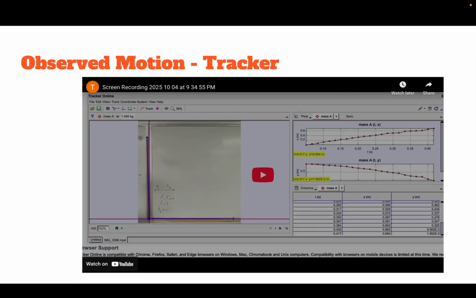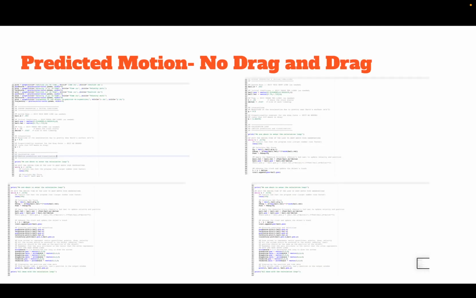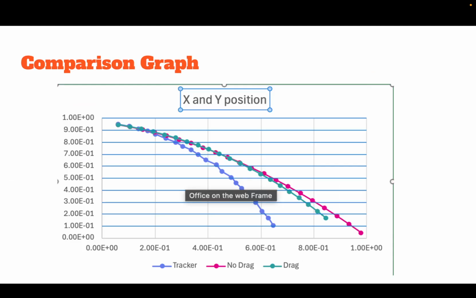Then we used that information, such as the initial velocity and the initial position, to plug into GlowScript. We also added the two formulas that I showed before, the position update and the velocity update, to then find a predicted motion of the one on the left, which is no drag, and the one on the right, which is drag. And then we put these all on a graph.